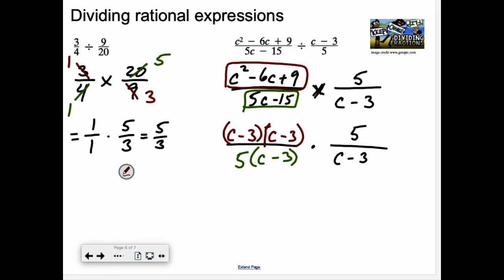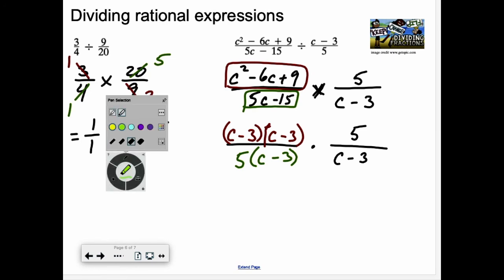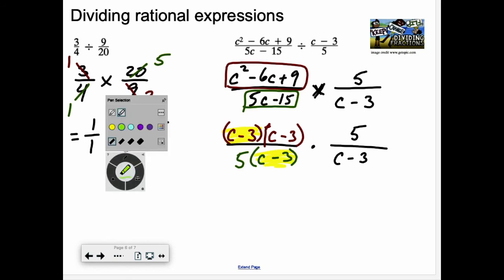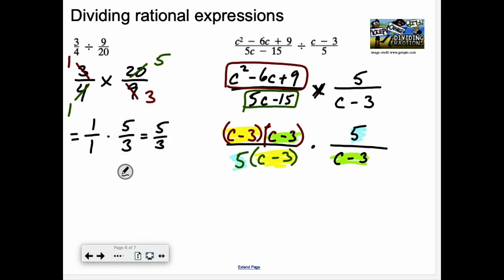So let's start canceling stuff out. I'm going to do it with the highlighter. I have a c minus 3 here. I have a c minus 3 here. They'll cancel out. I have a second c minus 3. I have a second c minus 3. They'll also cancel out. I have a 5. I have a 5. It also cancels out. Well, I got nothing left.